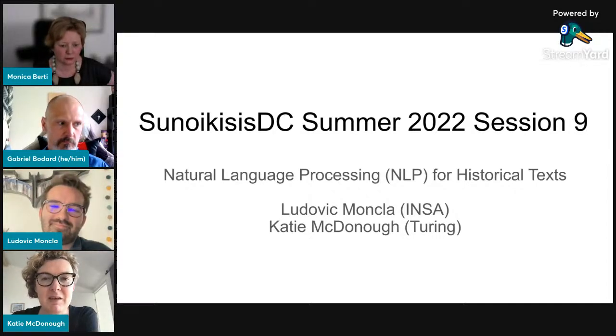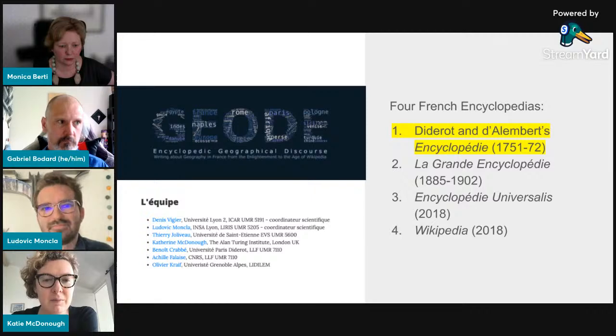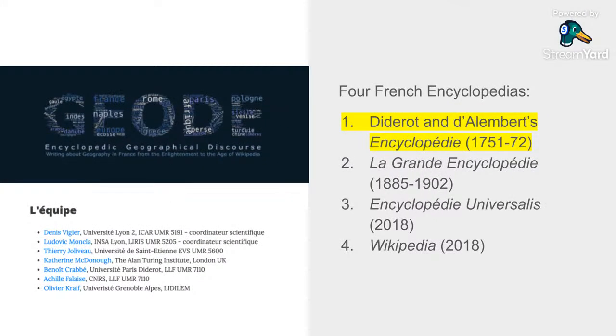So I'm going to dive right in. We are going to be talking about some research that we do as a part of the Géode project. Géode is a project based in Lyon. It's co-directed by Denis Vigier, who is a linguist, and Ludovic, who's with us here today, who's a computer scientist. And we are a team of myself, a historian, a geographer, and some other linguists and data scientists. So it's a very interdisciplinary project, the goal of which is to study geographic discourse in historical French encyclopedias.